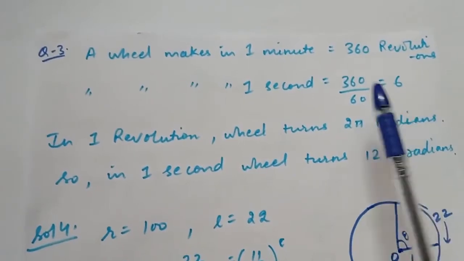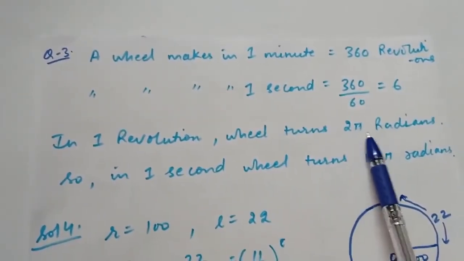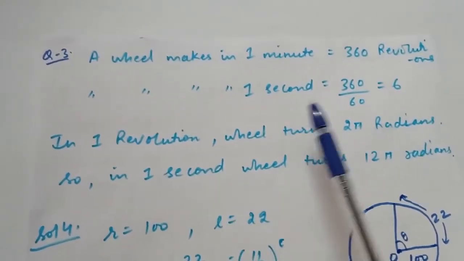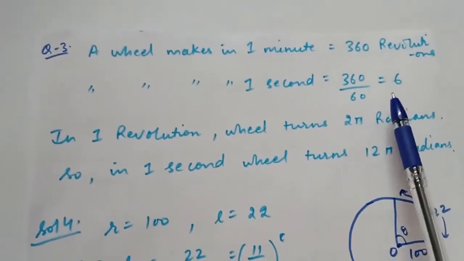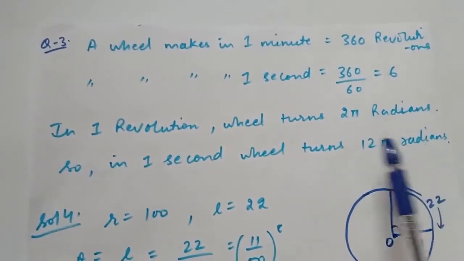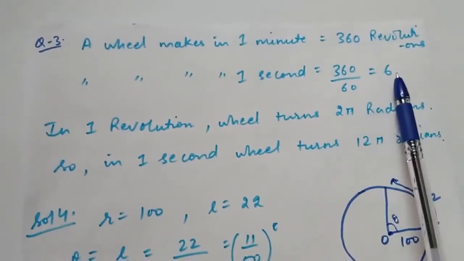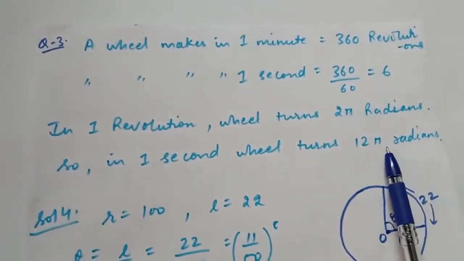that is 6, right? Now 1 revolution means 2 pi radians, right? So in 1 second, if wheel makes 6 revolutions, that is in 1 second wheel turns by 12 pi radians, because 1 revolution means 2 pi radians, then 6 revolution means 12 pi radians.